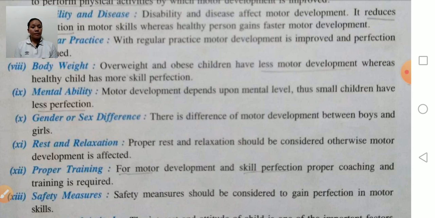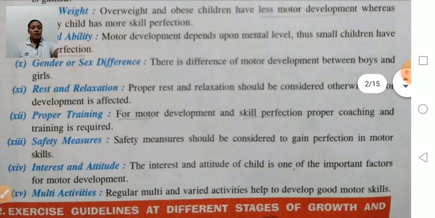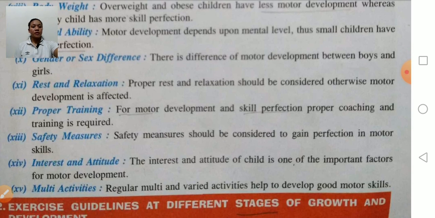Proper training. If the child does proper training and skill perfection, then his motor development will be improved. Safety measures. Safety measures should be considered to gain perfection in motor skill. Interest and attitude. If the child is interested and his attitude is developed, then it is one of the important factors for motor development.